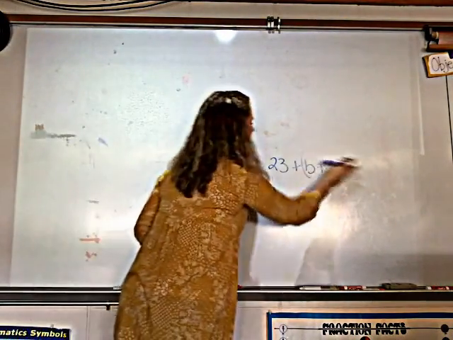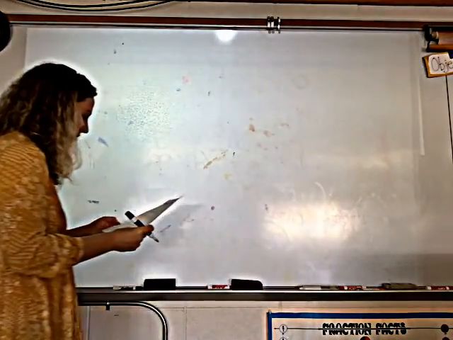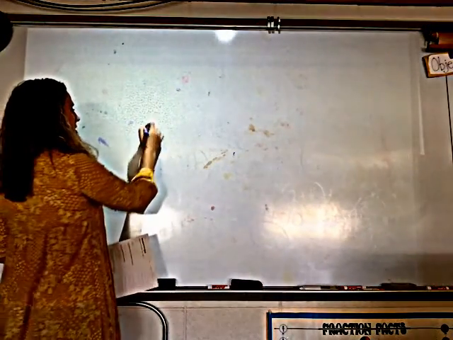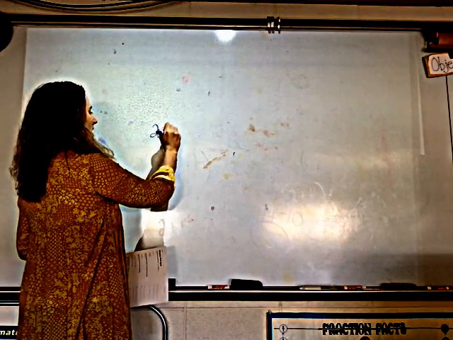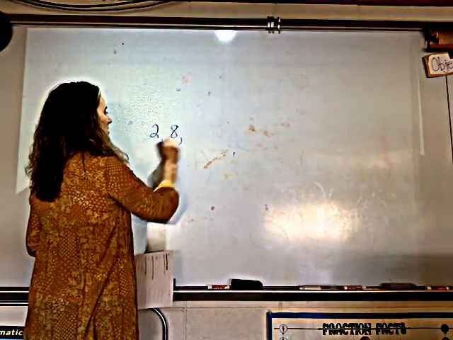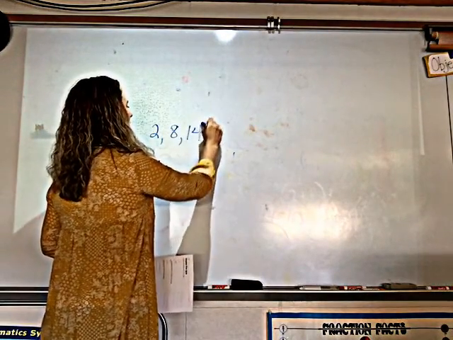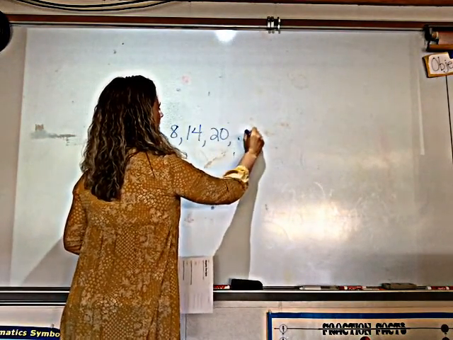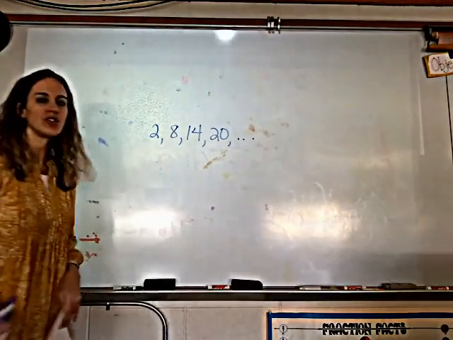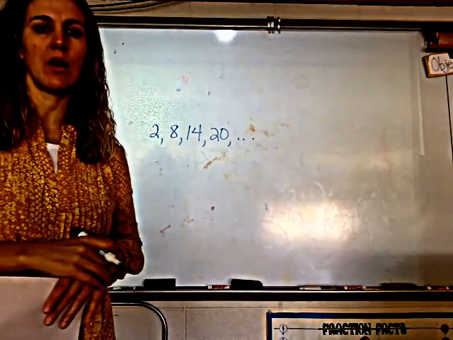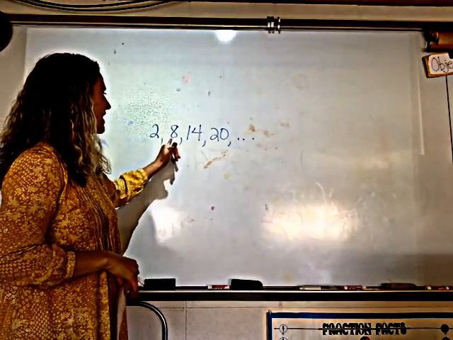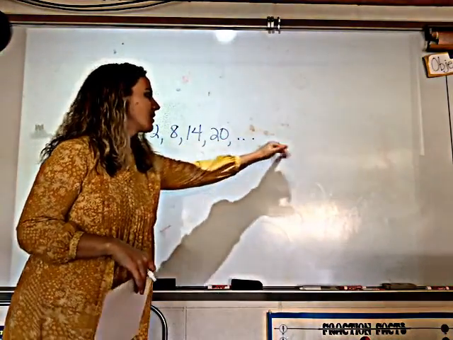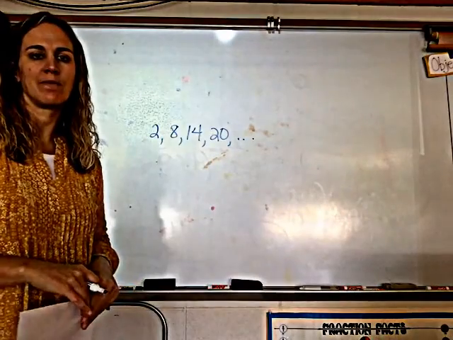Last couple review problems that I want to look at here would be describing your relationship. So let's say I start off with the number 2, and then I have 8 and 14 and 20. Okay, what is the relationship? And what would be the next 3 numbers in that sequence? Again, it's an arithmetic sequence. What are you adding each time? And what would be my next 3 numbers?